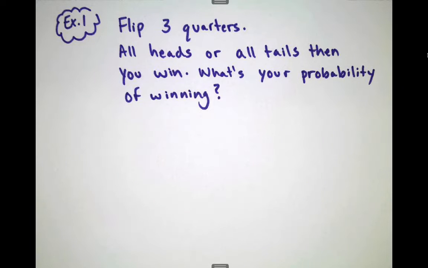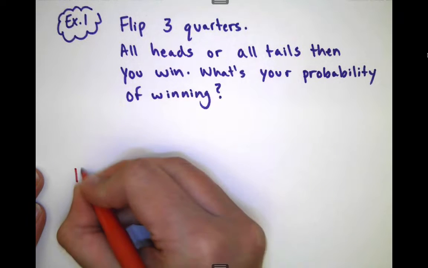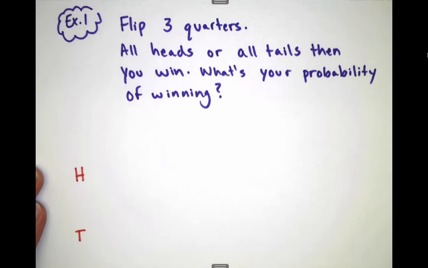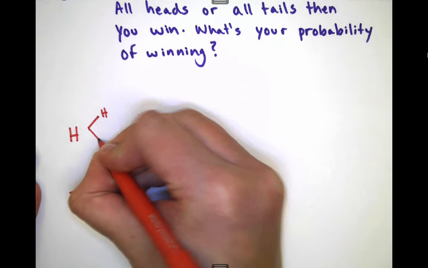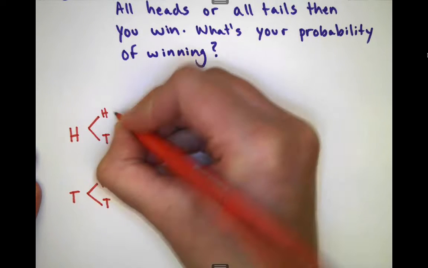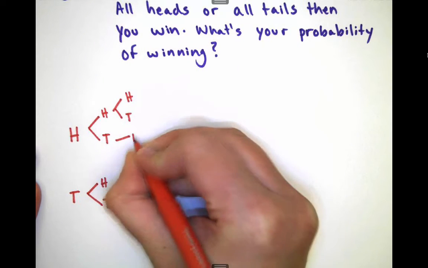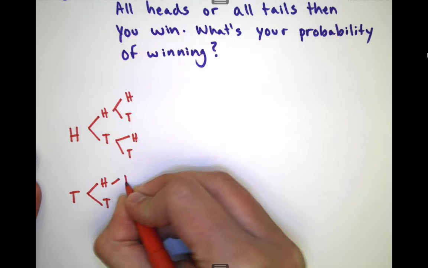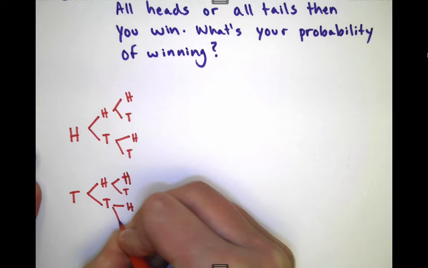So there are 3 quarters. We'll keep that in mind. And when you flip, remember, you either get heads or you get tails. The first quarter you flip, you either get a heads or a tails. The second quarter you flip, it either comes out to a heads or a tails. And the third quarter you flip, it also can be a heads or a tails.